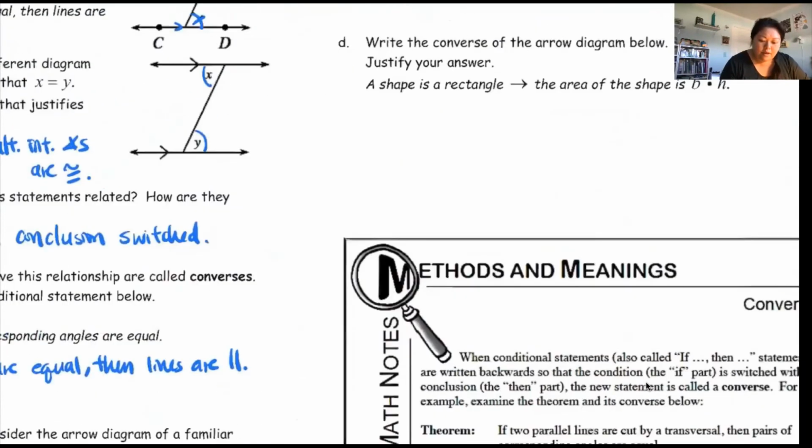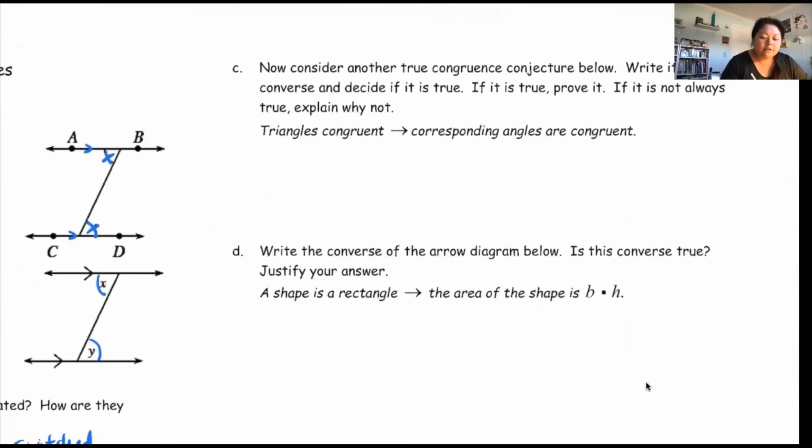Okay? All right. Now consider another congruence conjecture below. Write its converse and decide if it's true. If it is true, prove it. If it's not always true, explain why not. So it's saying triangles are congruent. If the triangles are congruent, then the corresponding angles are congruent, right?